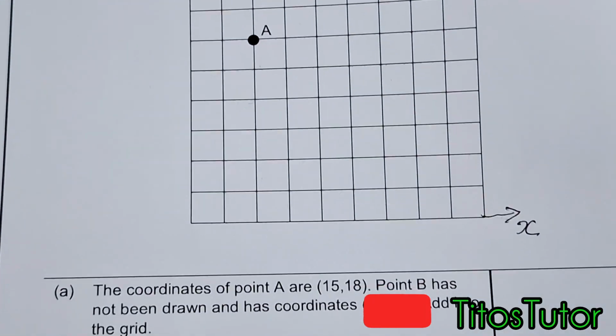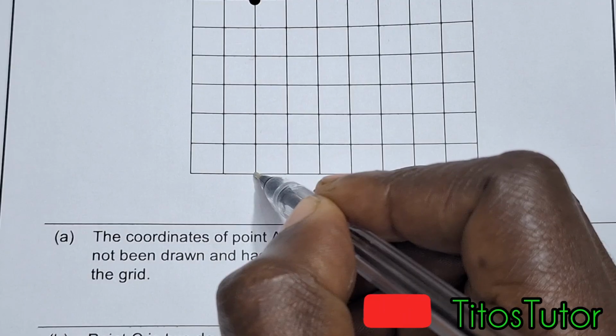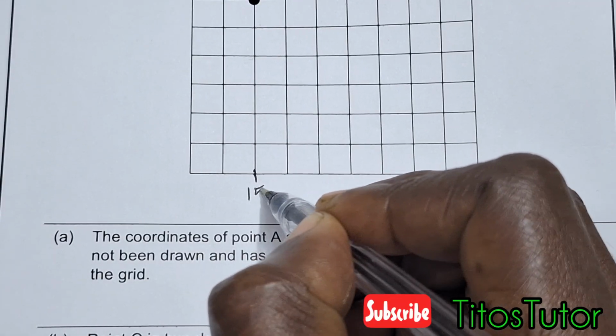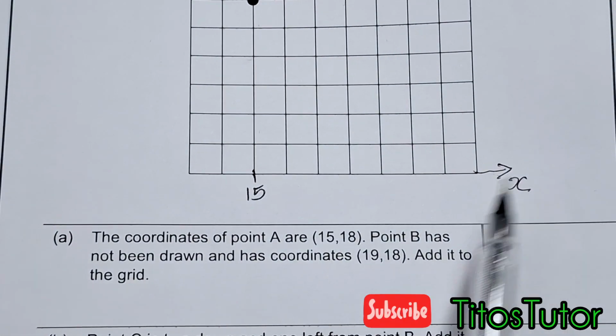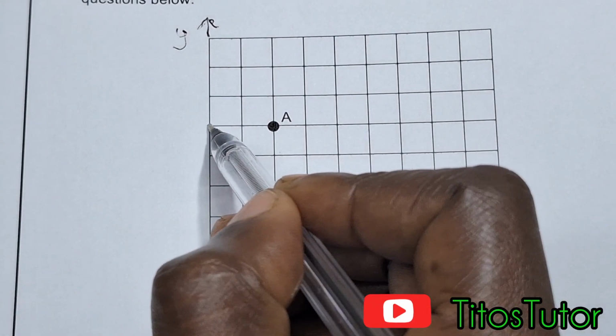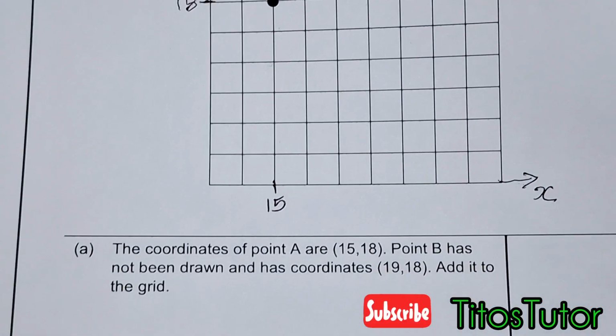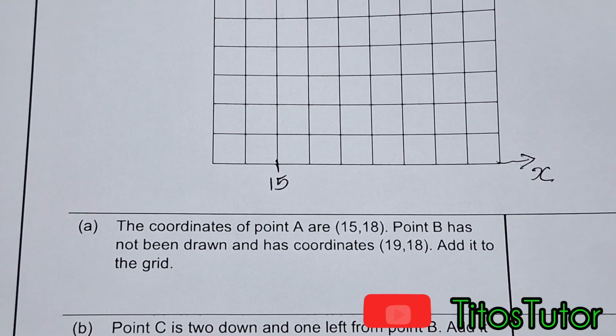So we know that the coordinate of A is 15. So that means at this point is 15, and that's X. And your Y is 18. So you go up here. This is 18. So you have sorted that out. Then you go back and keep reading.